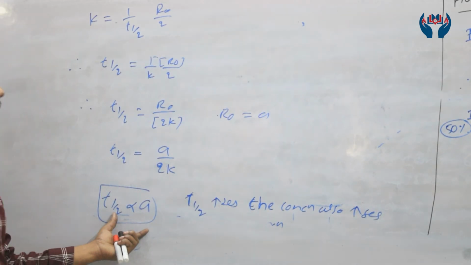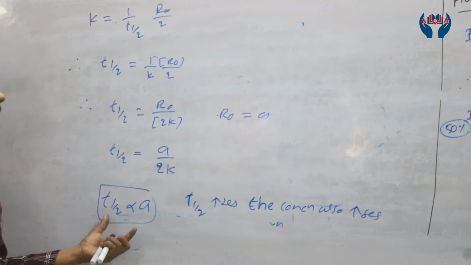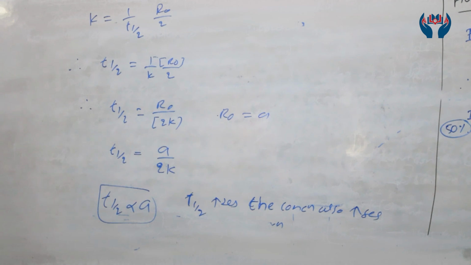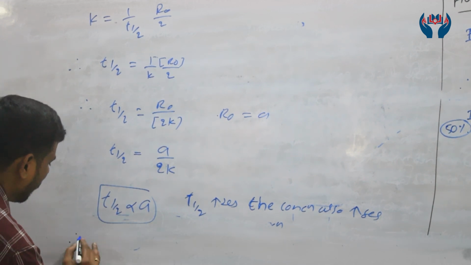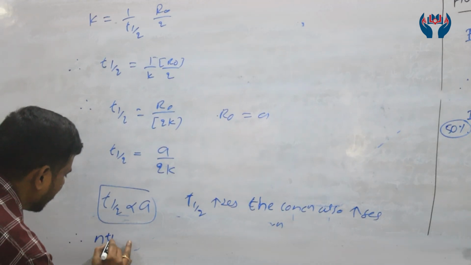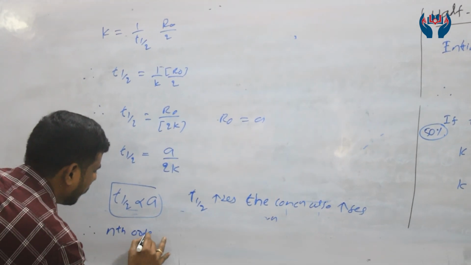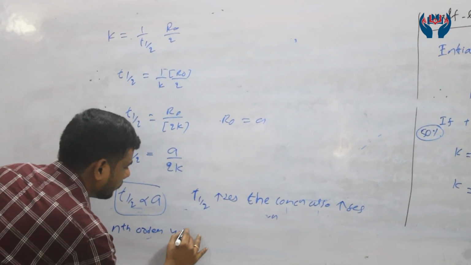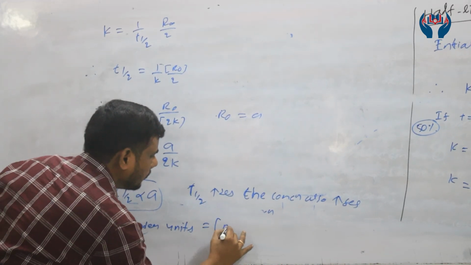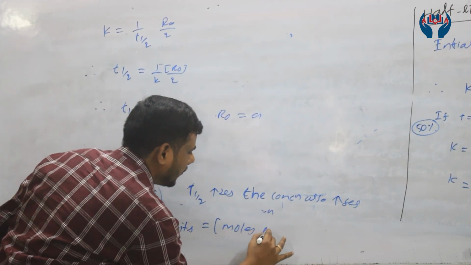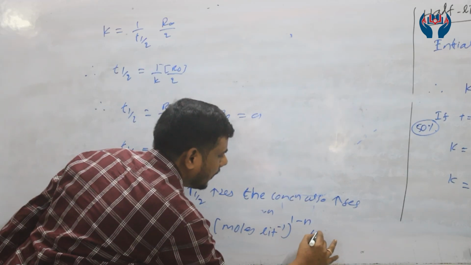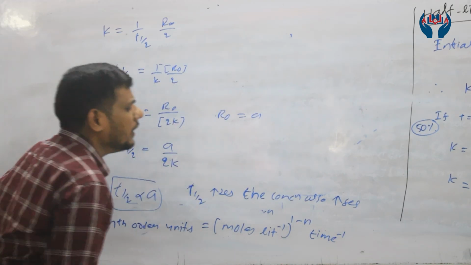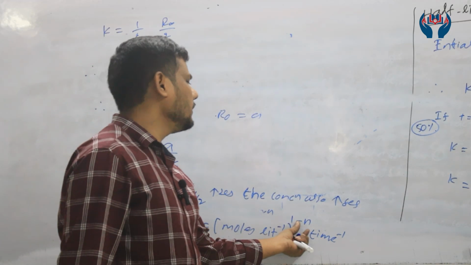This is a very important relation for zero order reaction. Therefore, what are the units of a zero order reaction? For the nth order reaction, the units are moles liter inverse to the power of 1 minus n, time inverse. We substitute for zero order, that means n equals 0.